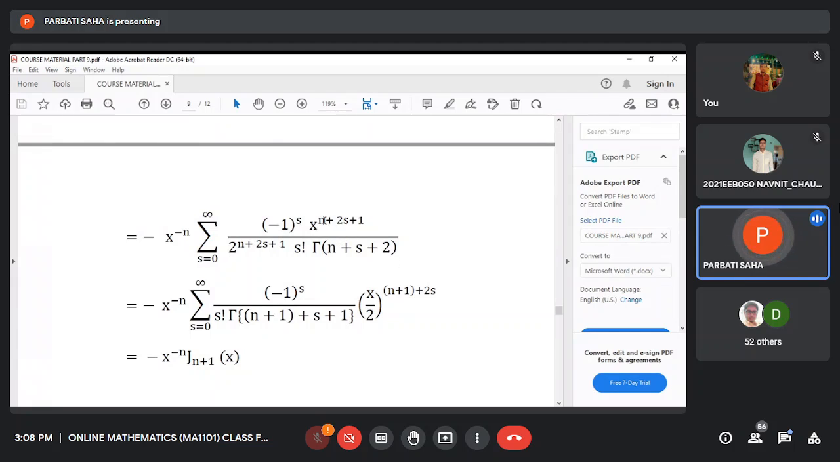Now you see x by 2, the power is the same, n plus 2s plus 1. And now n plus s plus 2 may be written as n plus 1 plus s plus 1. What you should observe is n plus 1 again in the denominator, in the gamma function parameter. So it is Jn plus 1 x. Because n is replaced by n plus 1 here and also here, Jn should be replaced by Jn plus 1.